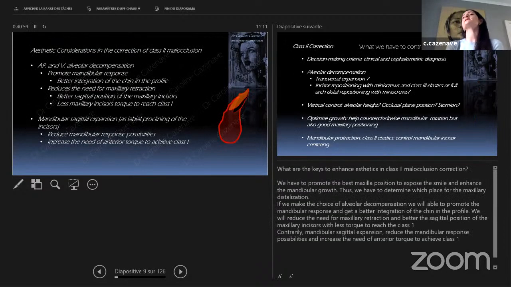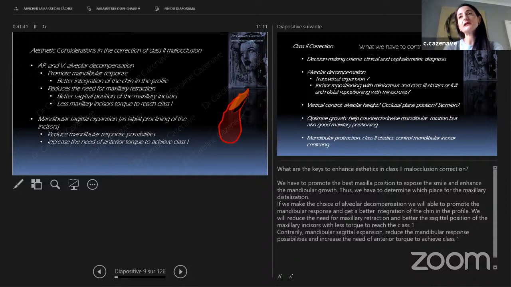So, what are the keys to enhance aesthetics in class 2 malocclusion correction? We have to promote the best maxillary position to expose the smile and enhance the mandibular growth. Thus, we have to determine which place for the maxillary distalization. If we make the choice of alveolar decompensation, we will be able to promote the mandibular response and get a better integration of the chin and the profile. We will reduce the need for maxillary retraction and better the sagittal position of the maxillary incisors with less torque to reach class 1.